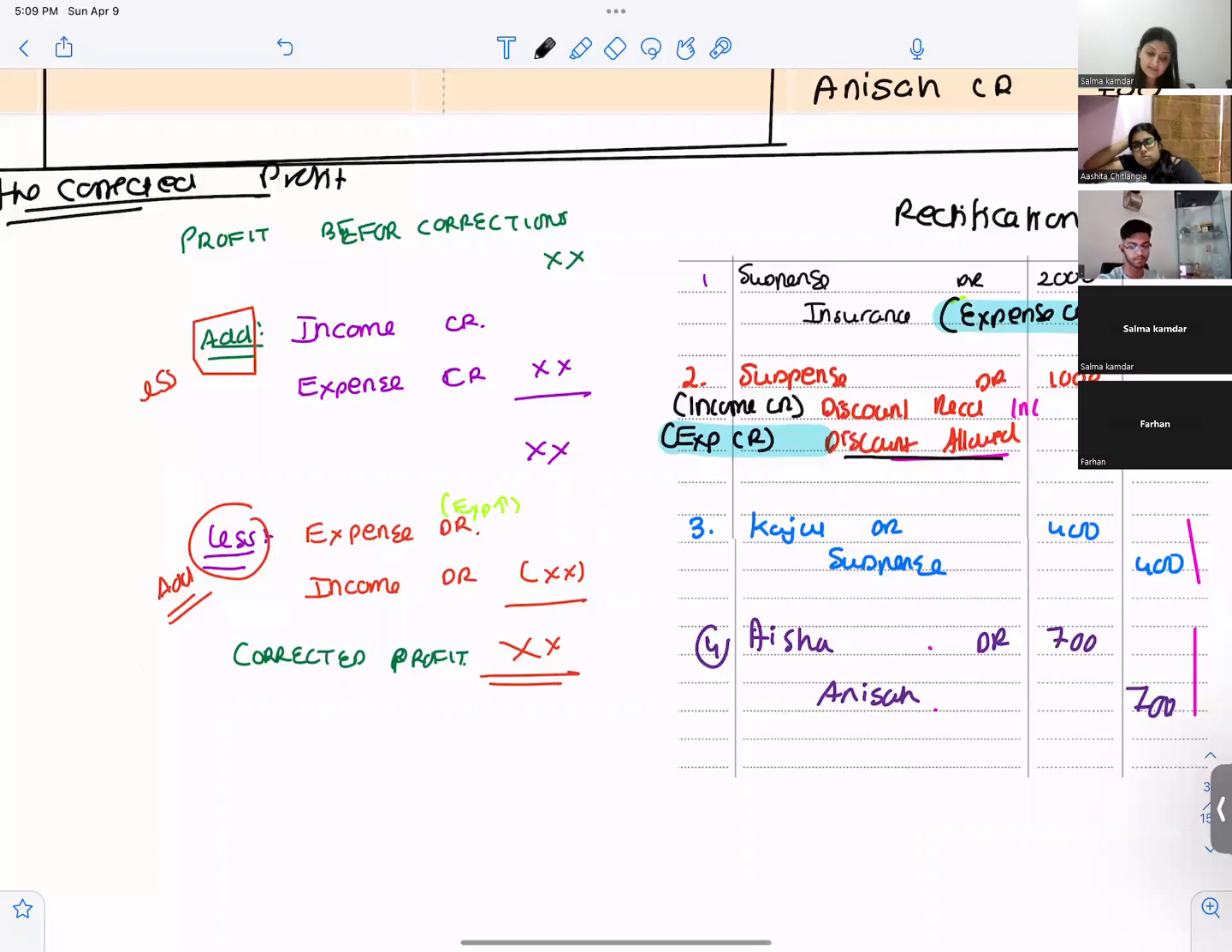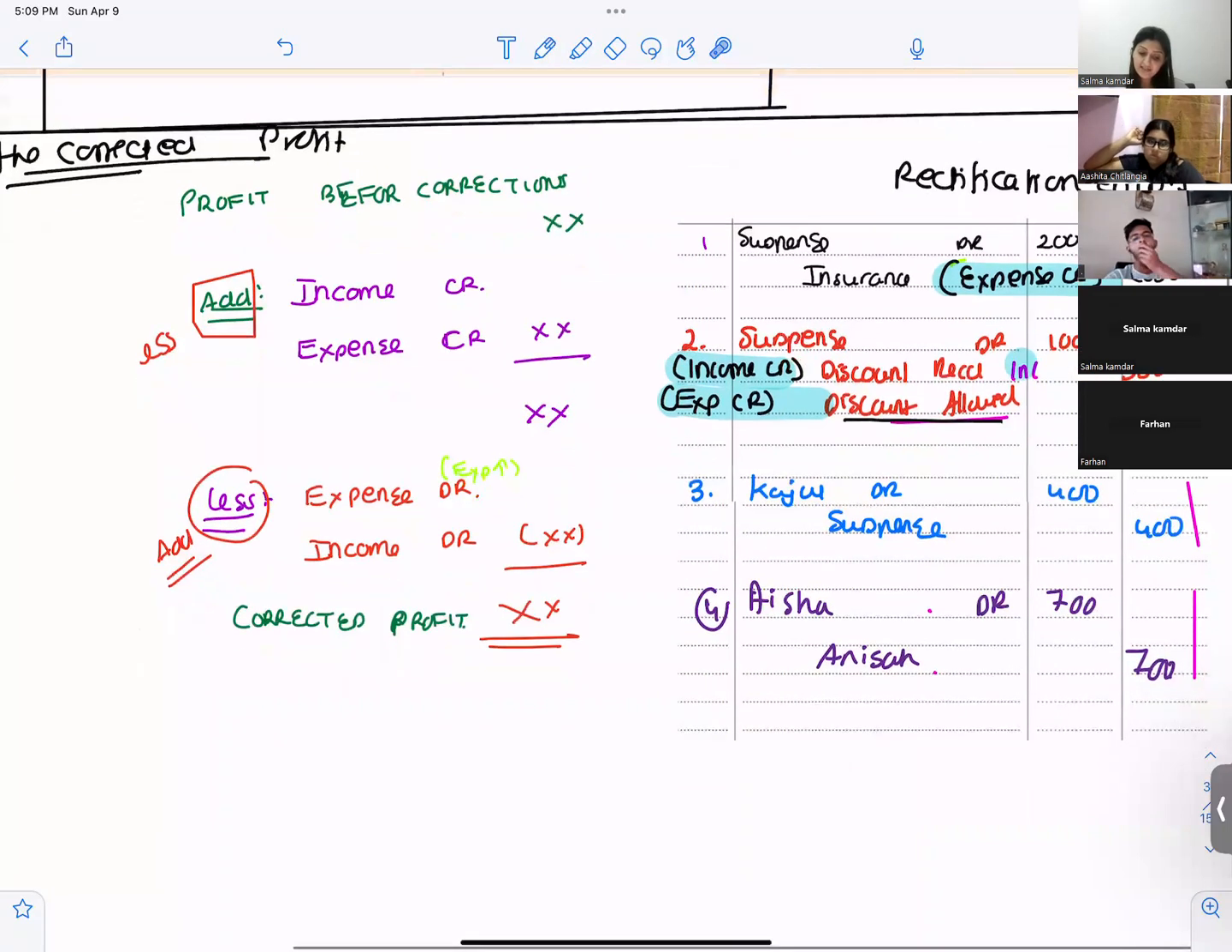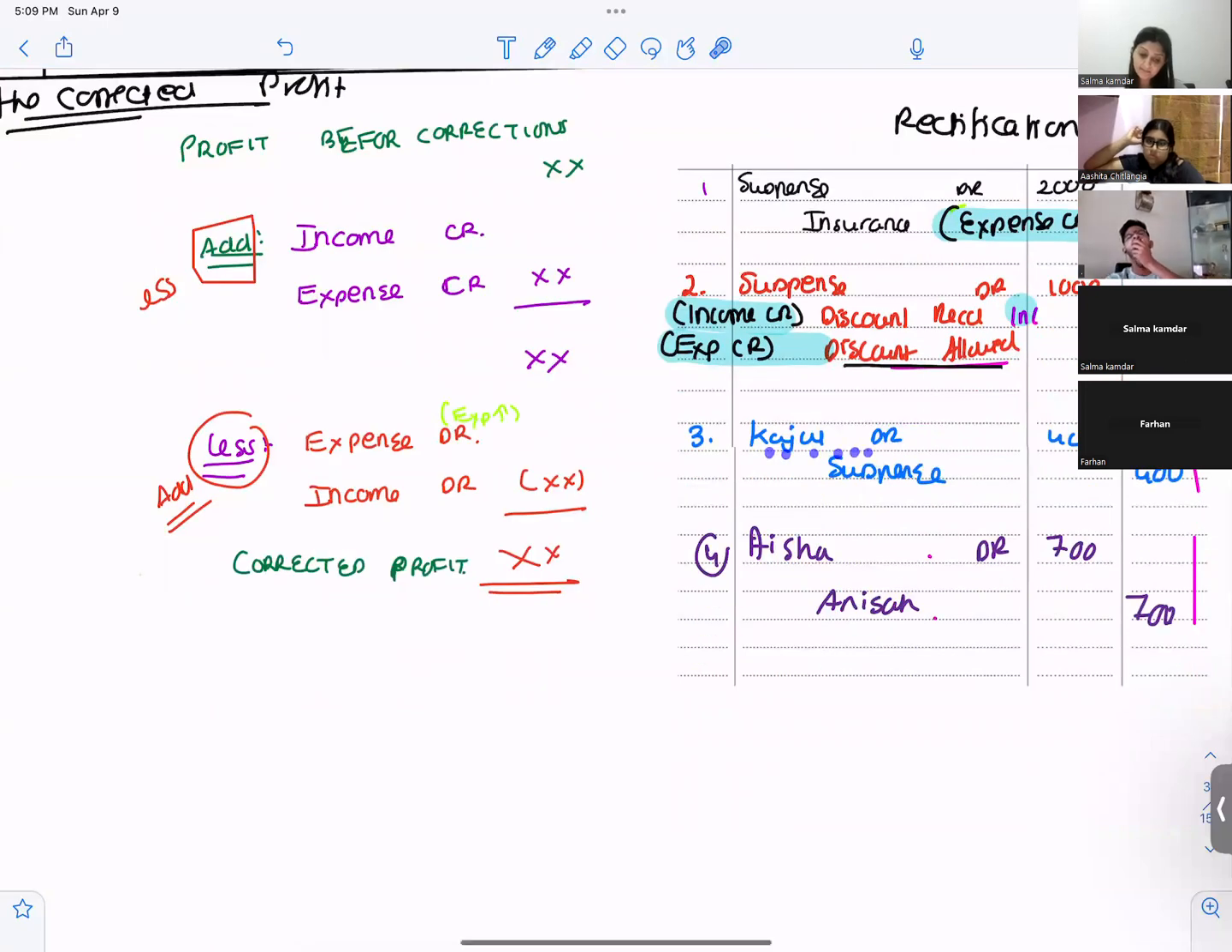Income is on the credit side, and this expense is on the credit side. Is Kajal any expense or income? Kajal is the name of a person. No effect. It's nothing. Expense would be wages, rent, salary, electricity, and income would be anything that you've received.